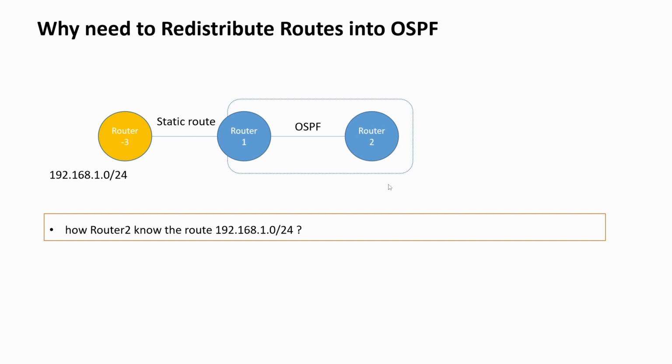So in order for R2 to know this network 192.168.1.0, there is a way called redistribute. That is, R1 puts this static route into the OSPF routing process. Then, since the static route was put into the OSPF routing process, this routing information can be propagated to R2. At that moment, R2 will know this. That is why we need redistribution.